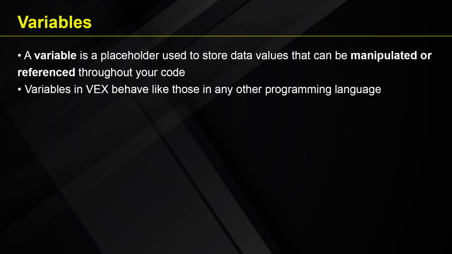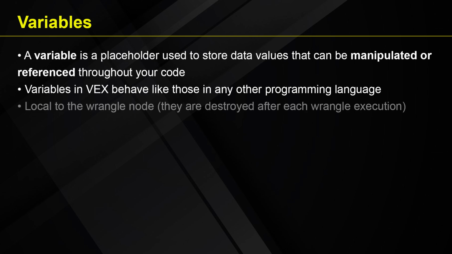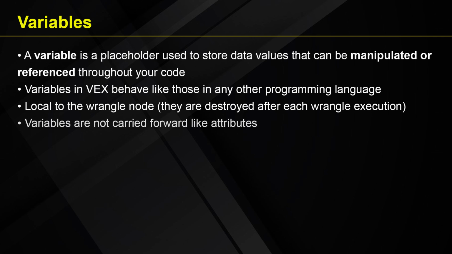One important distinction in Houdini is that variables are local to the wrangle node. This means they exist only while the wrangle is being executed and are destroyed immediately afterward. Unlike attributes, variables do not persist across the node network and cannot be passed forward to subsequent nodes. Because of this, variables are particularly useful for storing temporary information during a computation.